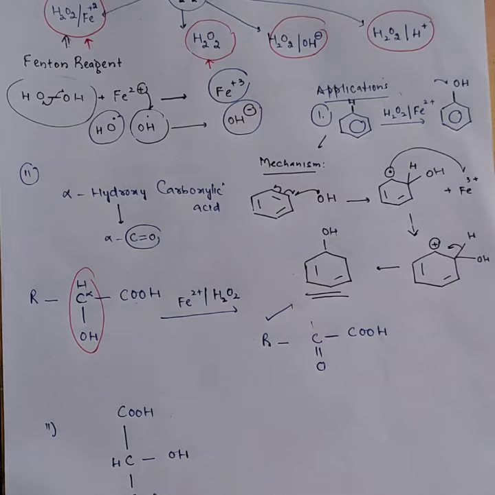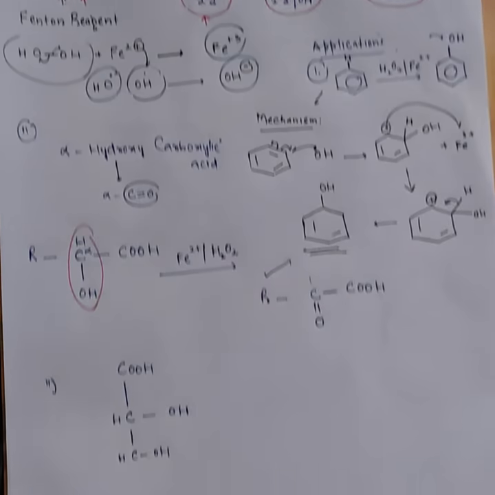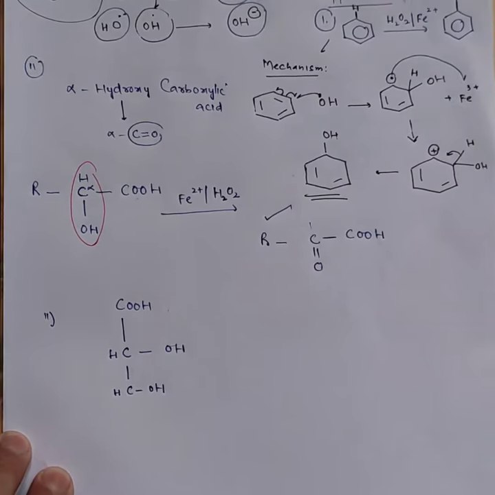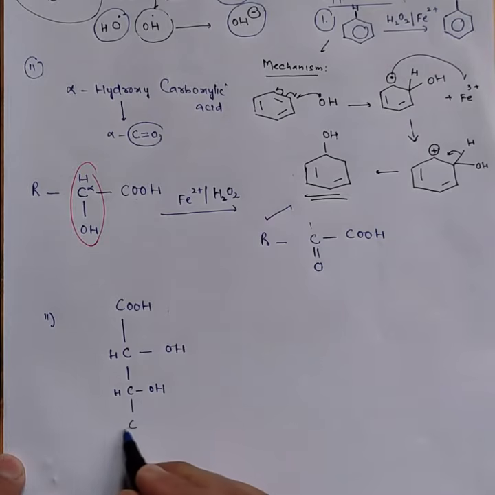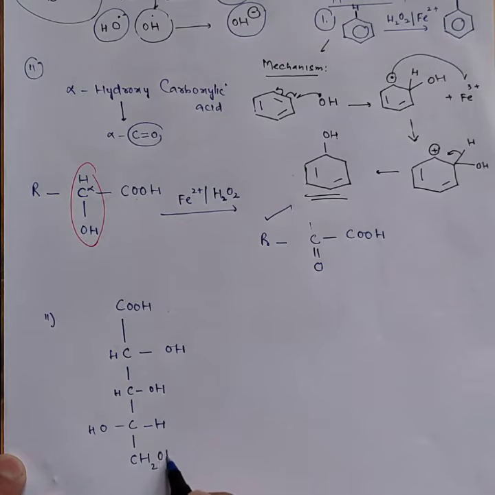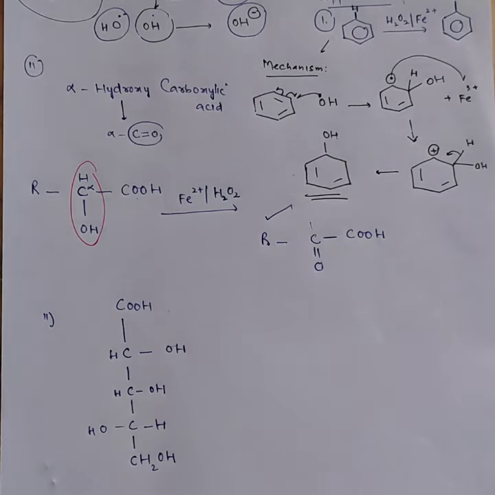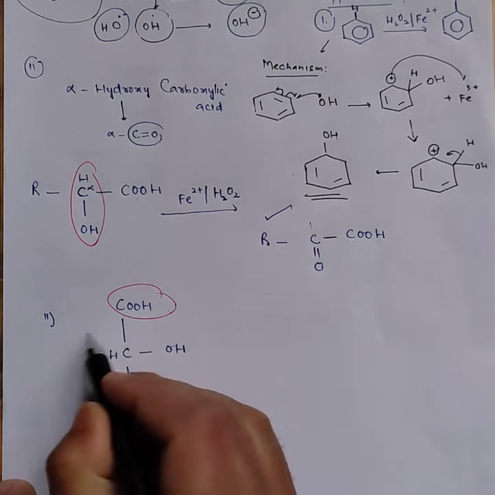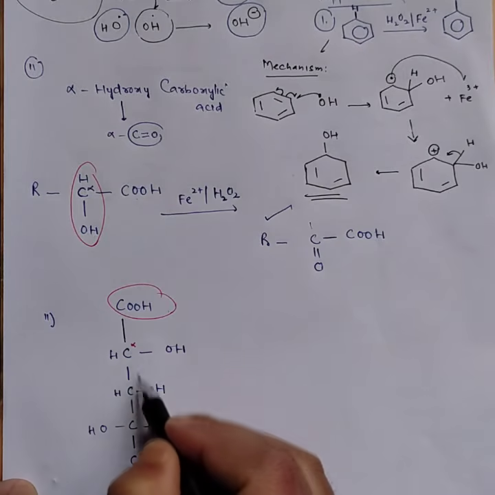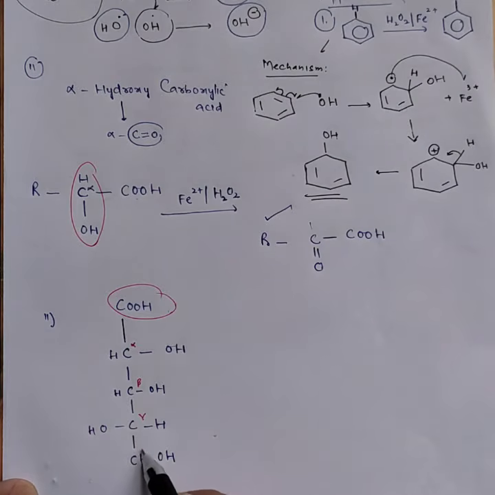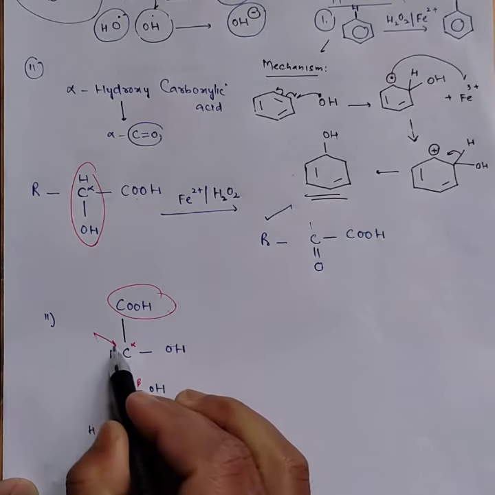Let's say we have 3 OH groups present. Say we have this way also. Okay, so we have finally CH2OH. So we have to remember it will only oxidize the alpha hydroxy. This is our functional group. Next to this is alpha, this is beta, this is gamma carbon, this is delta hydroxyl groups, fine. So it will oxidize this one only, remember this.